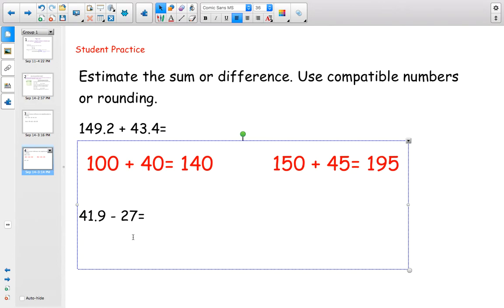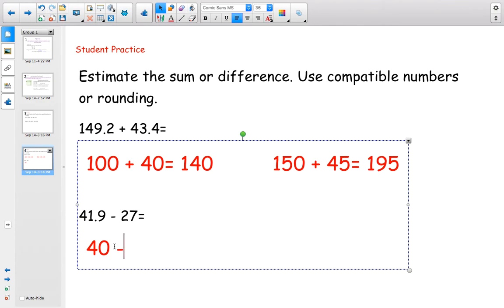Okay, so 41 and 9/10. So using rounding, again, I'm going to look. I'm going to round to my nearest 10 because 4 is in my tens place. I look to the right. My helper number is 1, so that's going to tell me I'm going to let it rest. So my 4 stays the same. I'm going to put a 0 for that 1, and I'm going to round down to 40.